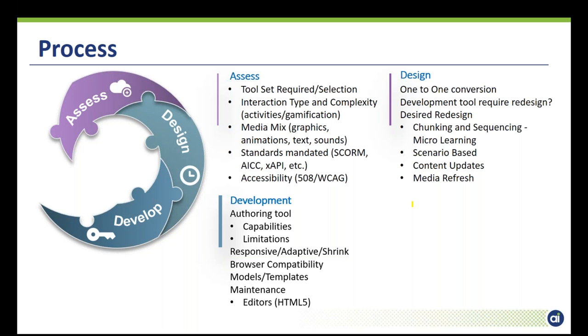Shrink is basically you just take what you have and you smush it down in the same size, the same layout and everything, and it just plays on a smaller device, which, depending on the original design, can be very frustrating for the learner. But it might not. It might have been designed in a way that everything, larger buttons, larger text, and things like that, would shrink appropriately. We also look at browser compatibilities and the ability to make models and templates. Depending on how the course was originally designed, can we create models and templates that we can flow this into and really make it a more structured, process approach to conversion? We take a look at that in the development phase.